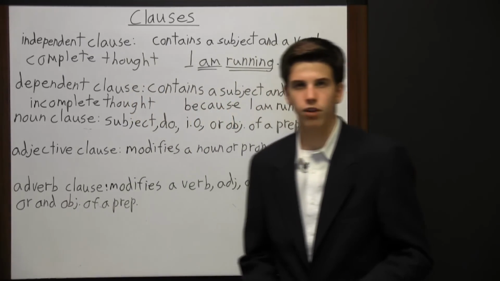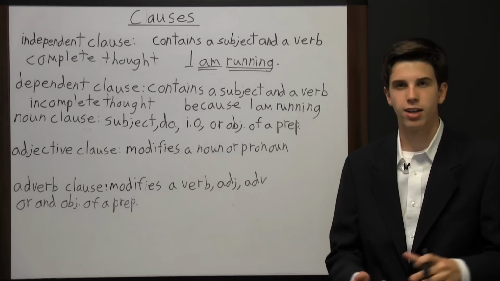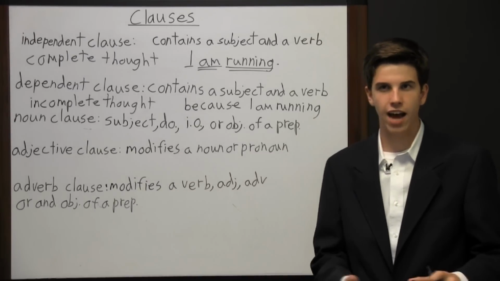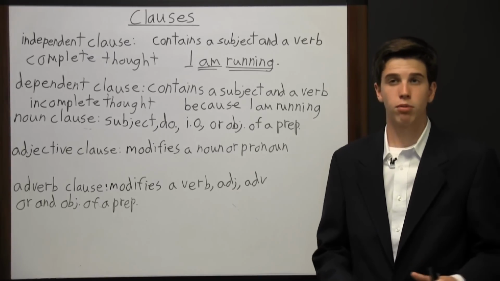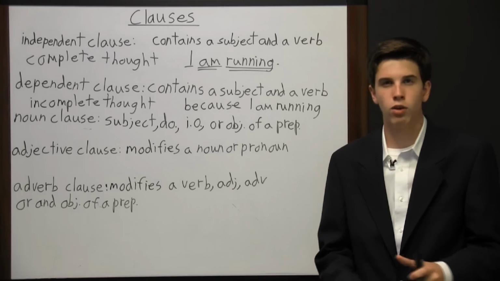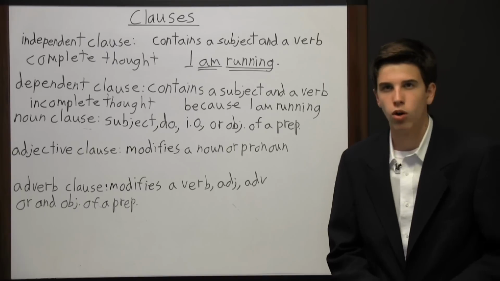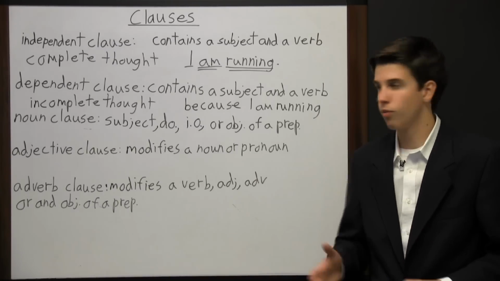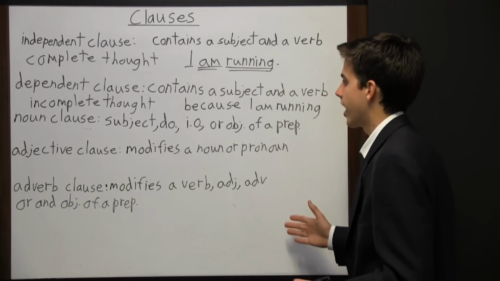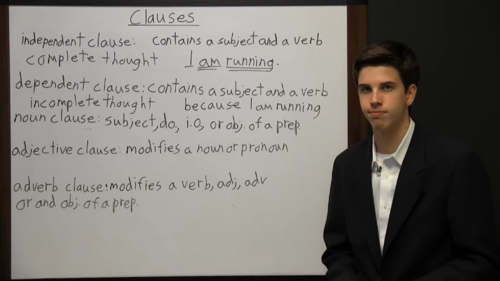Now, an adverb clause begins with a subordinating conjunction, such as after, because, since, unless, etc. And an adverb clause answers the question when, where, why, how, or to what degree, or under what condition. So that's a look at some different types of clauses.